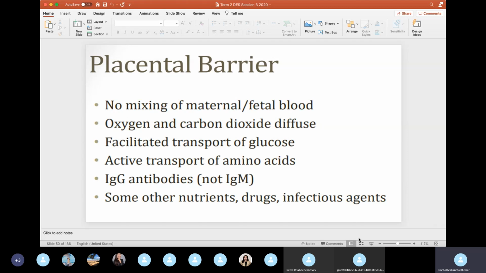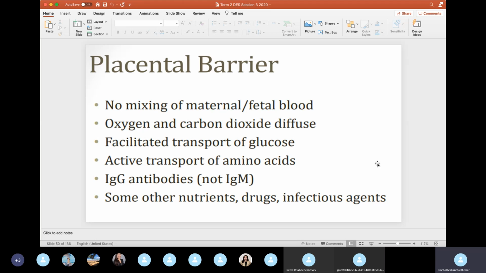What is the only antibody that crosses the placenta? It's IgG. IgG is the only antibody that's going to cross the placenta. You're going to learn this in term 3 when you get immunology. Some other nutrients also can cross, some drugs and some infectious agents. When I say placental barrier, you say no mixing, no bueno of maternal and fetal blood.